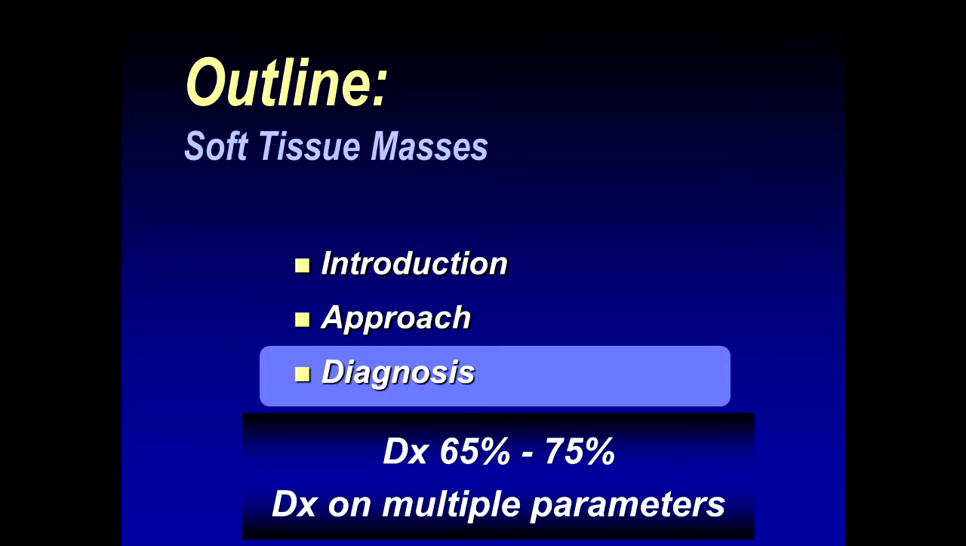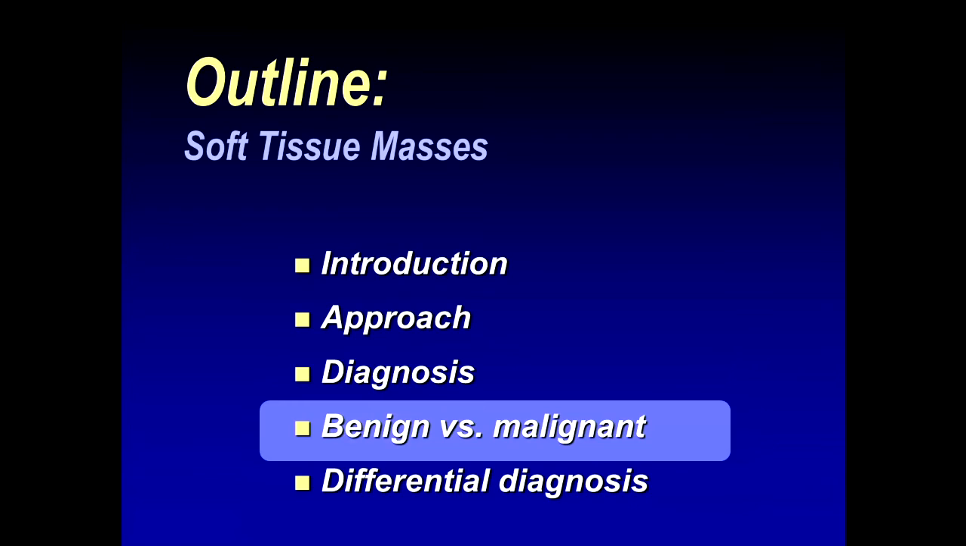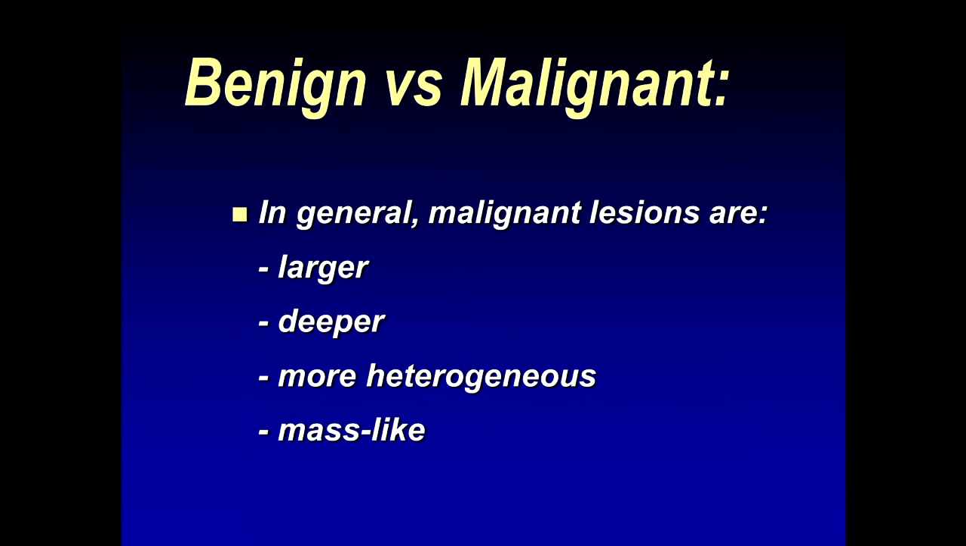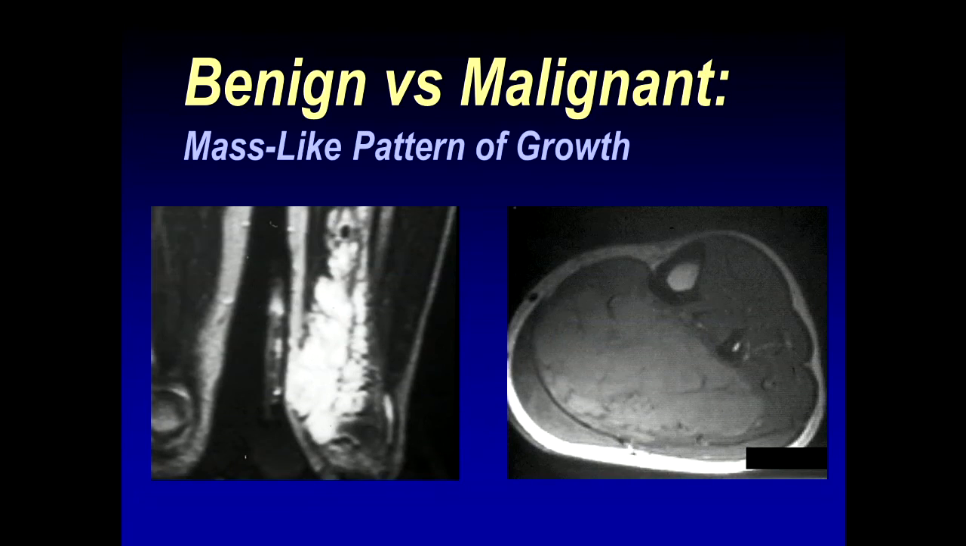Now, when we can't do that, how can we separate benign from malignant? Well, we can make some generalizations. In general, malignant lesions are larger, deeper, more heterogeneous, and grow like a mass. And think about that hemangioma we saw in comparison to this sarcoma, which grows centripetally, compressing the normal tissue around it.